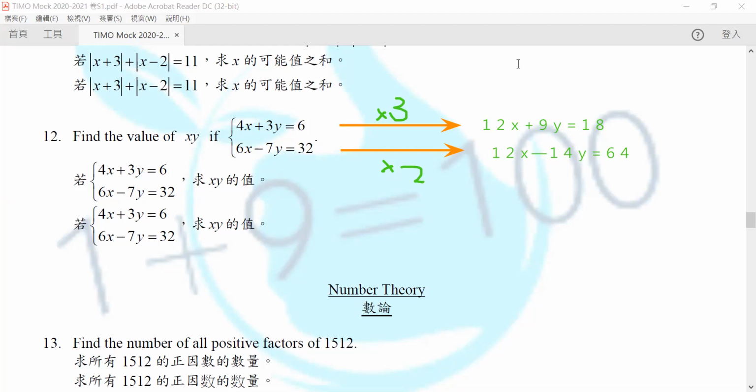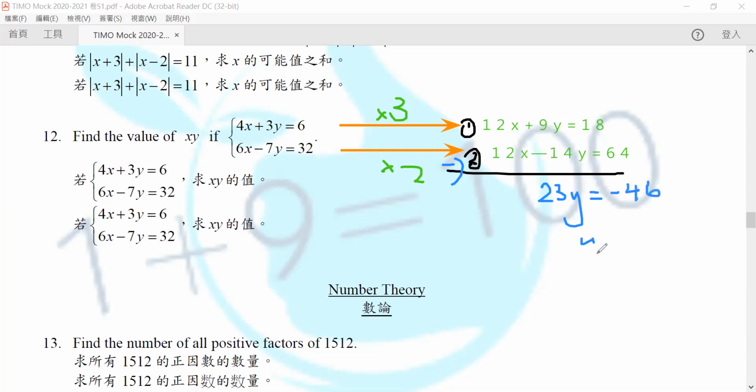Now we get two equations. One is this, and the other is this. Notice that these two equations both have 12x on the left side. So we can subtract them. Now the left hand side, 9 minus negative 14, which is equal to 9 plus 14, which is equal to 23y. But the right hand side is 18 minus 62, which is equal to negative 46.